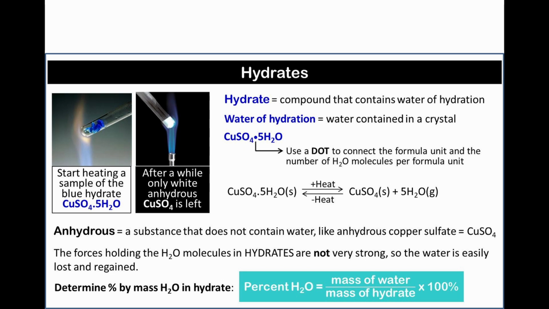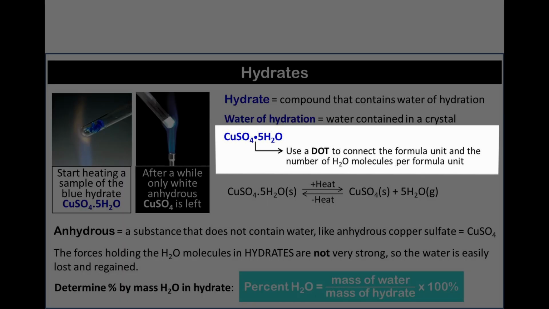When blue crystals of copper(II) sulfate pentahydrate are heated, water vapor escapes, and white anhydrous copper sulfate is formed. Water molecules are a part of the crystal structure of this hydrate. The copper(II) sulfate pentahydrate crystals are dry to the touch. A hydrate is defined as a compound that contains water of hydration. Water of hydration is water molecules contained in a crystal.